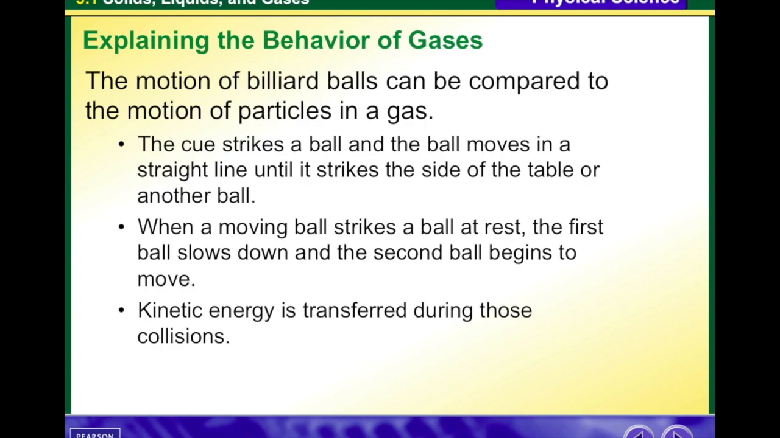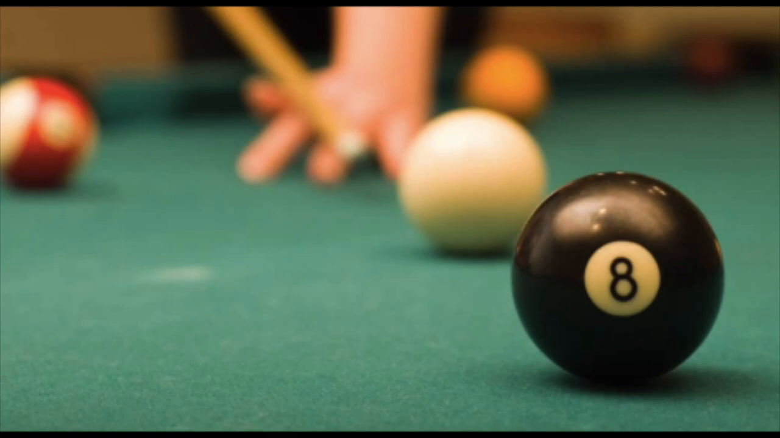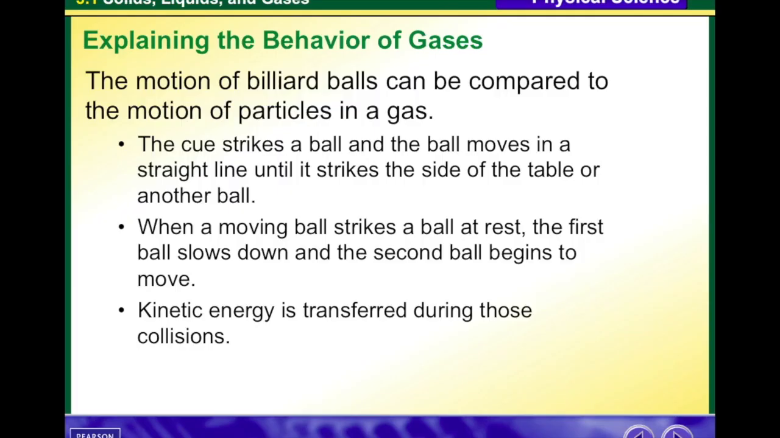Let's explain first the behavior of gases a little bit. Think about billiard balls, and each billiard ball, which is pool, could be thought of as an atom or molecule of gas. If the cue strikes a ball, the ball moves in a straight line until it strikes the side of the table or another ball, that's basically the gas flying around. They have so much kinetic energy, this energy of motion, that they just shoot off until they hit something.